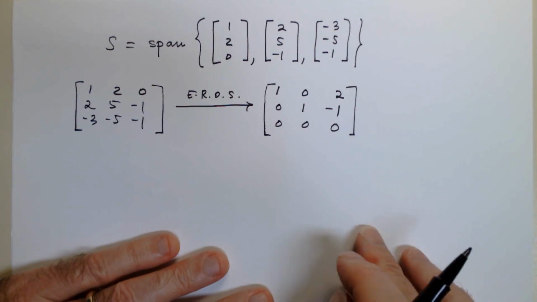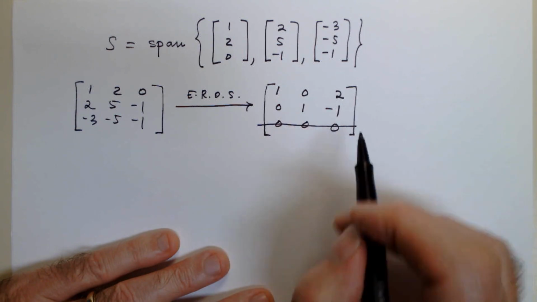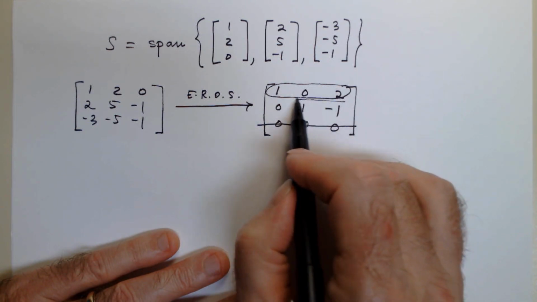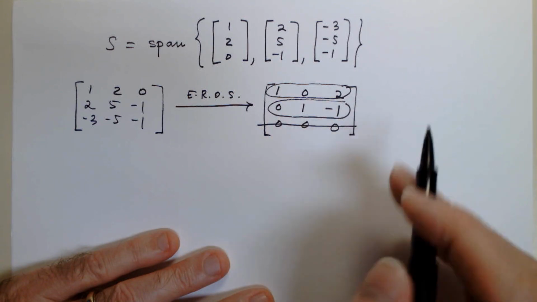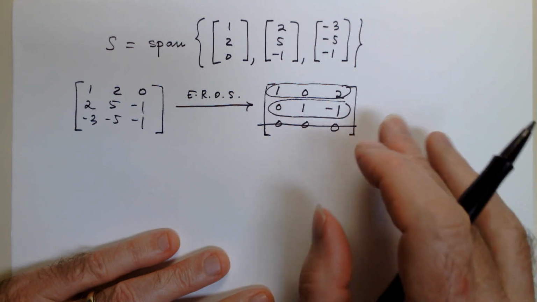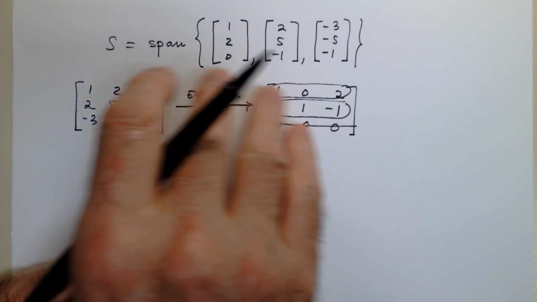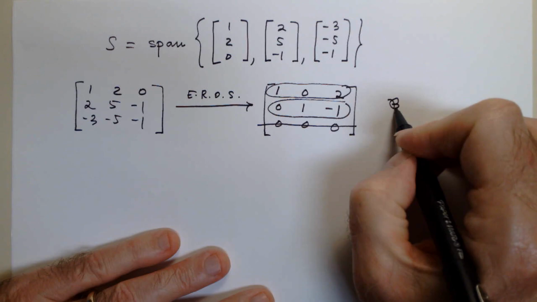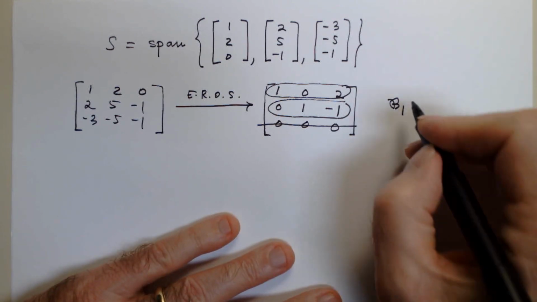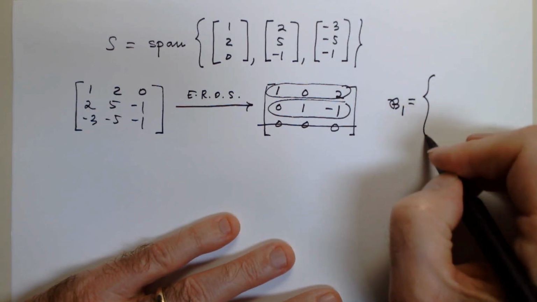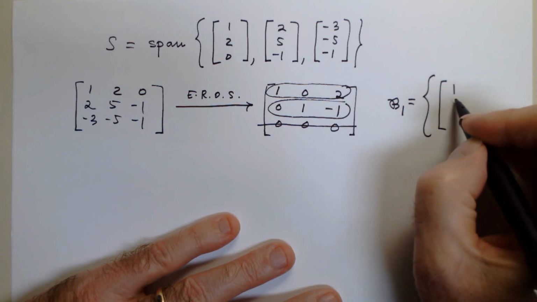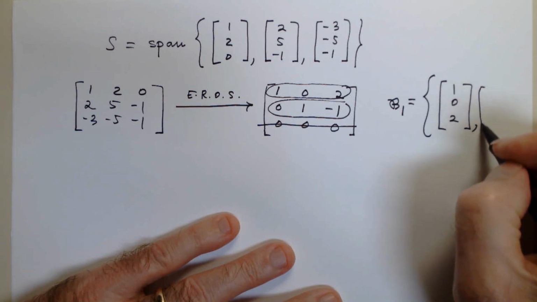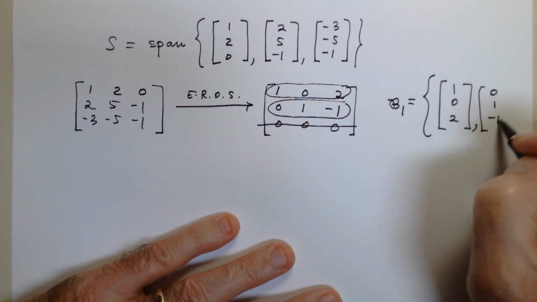Now according to the row method, we can throw away the row of zeros, and we can use the two remaining non-zero rows. Those two non-zero rows will form a basis for the subspace S. Okay, so we can think of our first basis that we're generating as going to consist of the vector 1, 0, 2 and the vector 0, 1, -1.